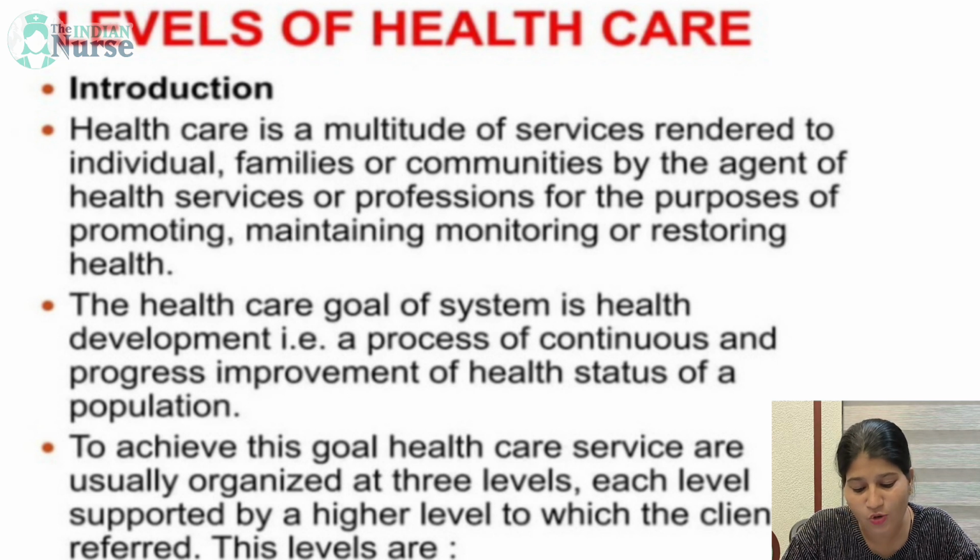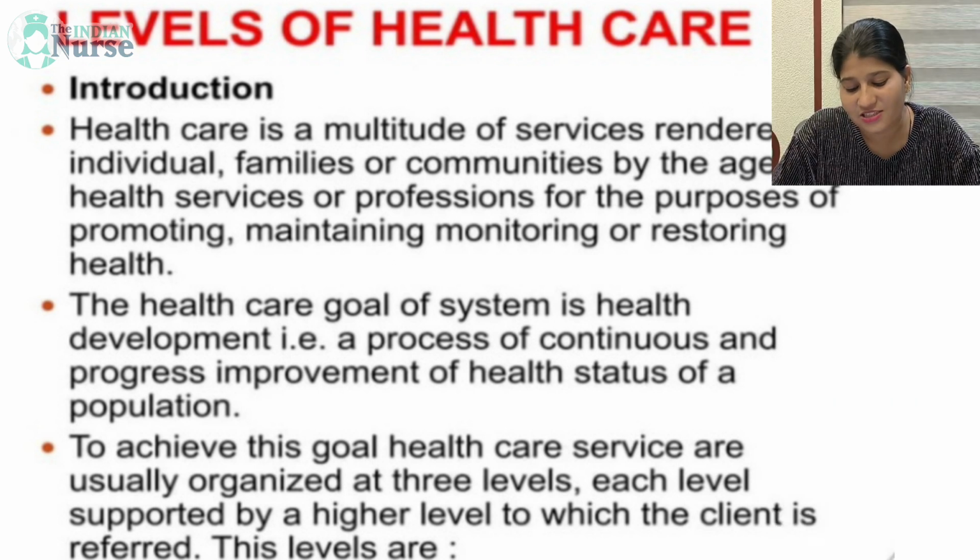Next, the healthcare goal of the system is health development, that is, a process of continuous and progressive improvement of the health status of a population. Healthcare is a continuous process; it won't stop. It is developmental, and concerns the health status of the population, while also dealing with individual health. Then, to achieve this goal, healthcare services are usually organized at 3 levels.